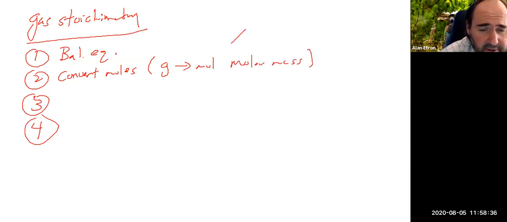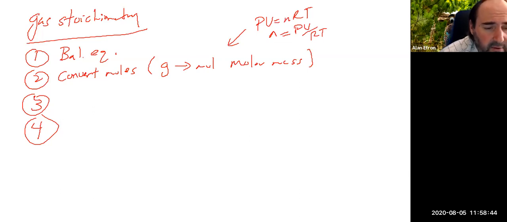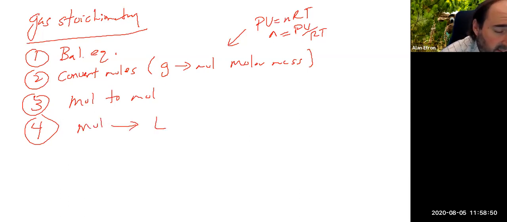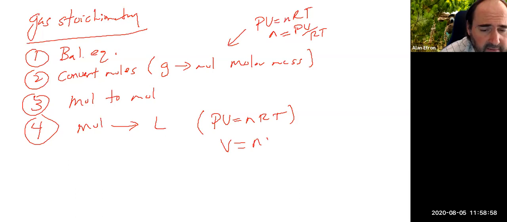Potentially, you could also use the ideal gas law here and solve for n if it is that type of problem. You're going to do your mole to mole relationship, and then you're going to convert those moles usually into liters. And that usually will involve using PV equals nRT at the end of the problem, where you solve for V, which would be here.